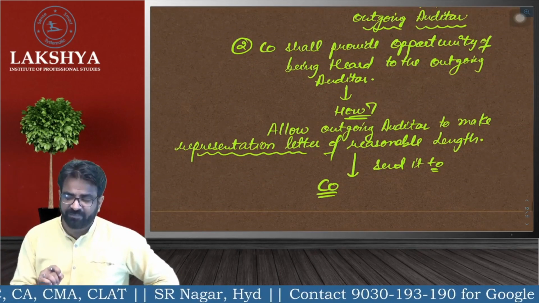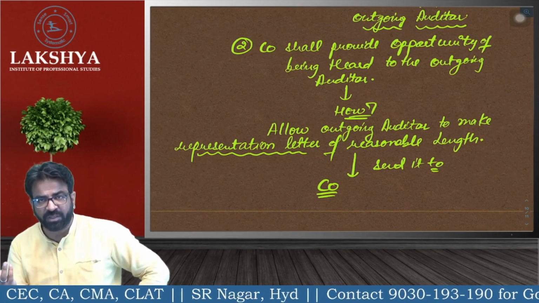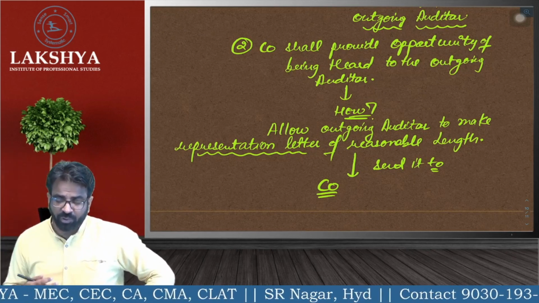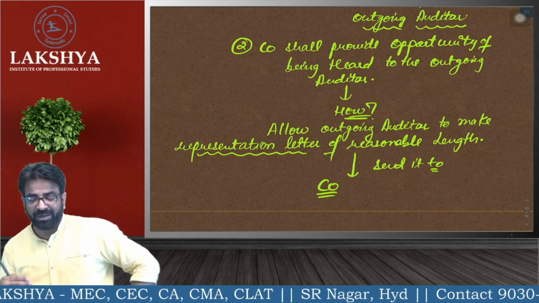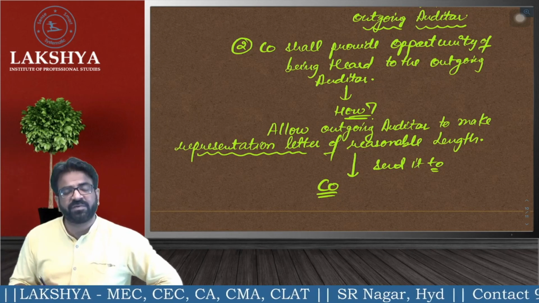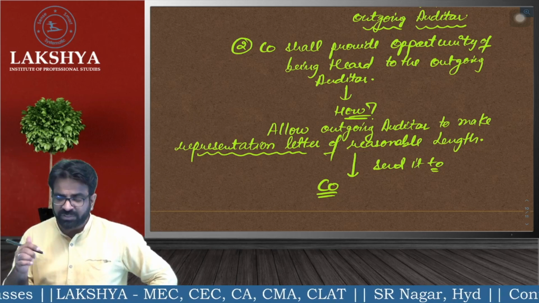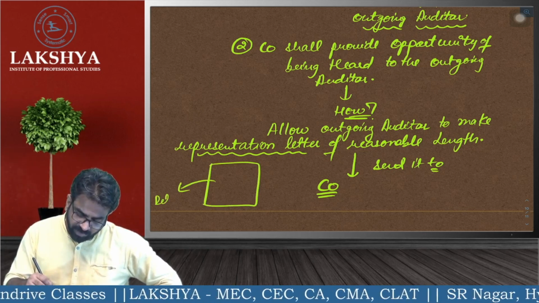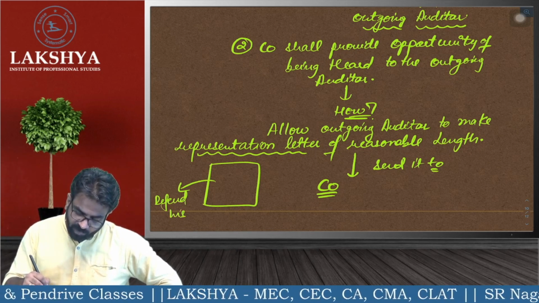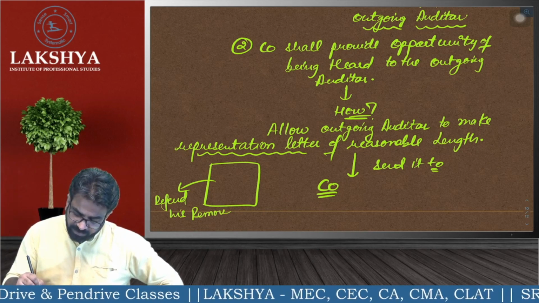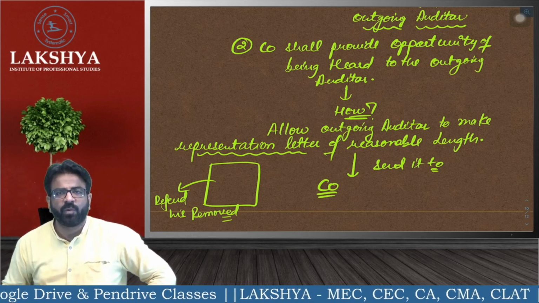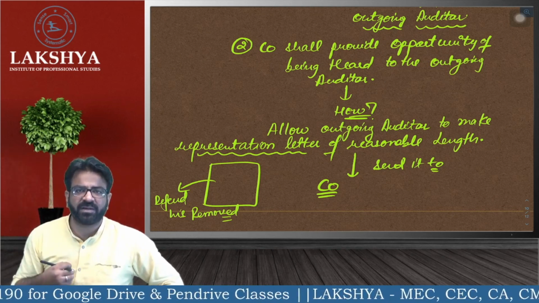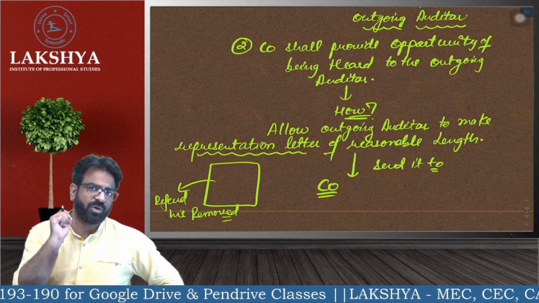So the company is giving the opportunity of being heard to which auditor? Outgoing auditor. What kind of opportunity of being heard? We are going to allow him to make a letter called representation letter of reasonable length. What will be written in this letter, sir? He is going to defend his removal. Why should he not be removed? Are you getting the point or not? Company is asking him to send one letter and tell us why you should not be removed.